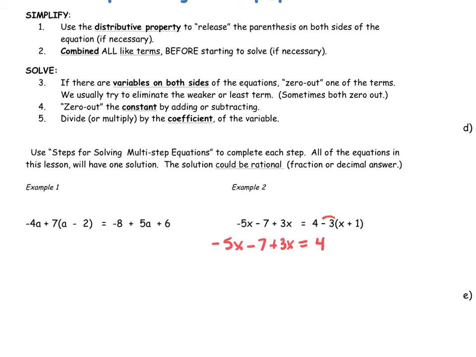Now this is so important. See this minus in front of 3? That's so important. We're going to look at this like it's a negative 3x. So I'm going to take negative 3 times x, and that's going to be negative 3x.